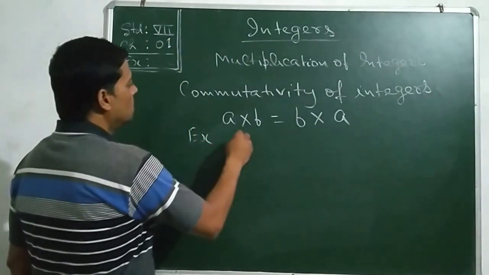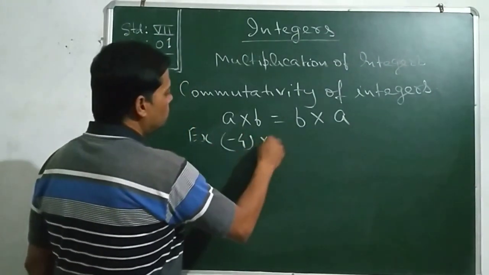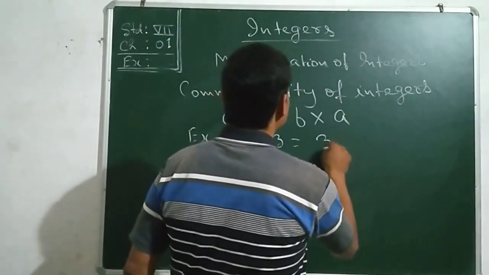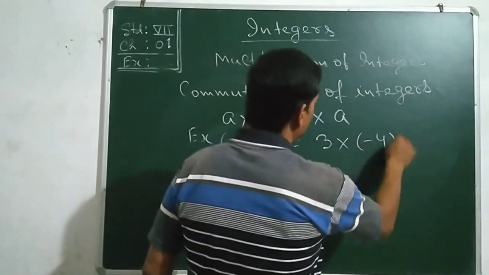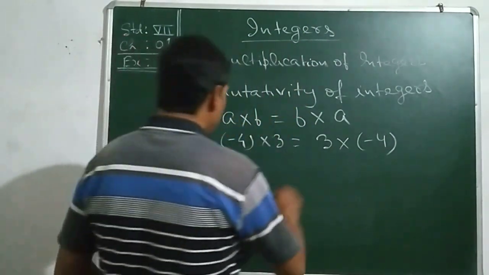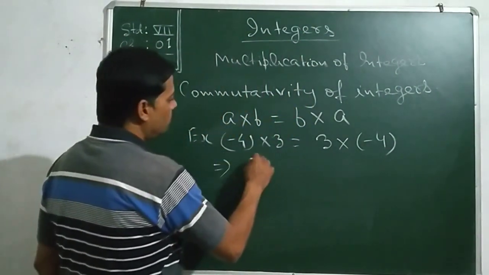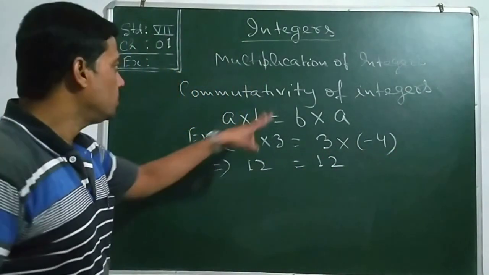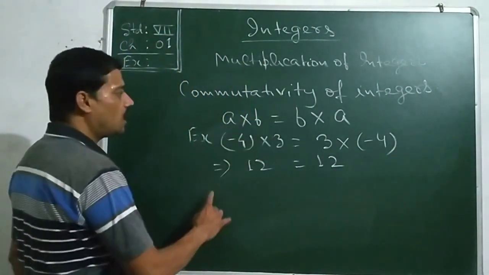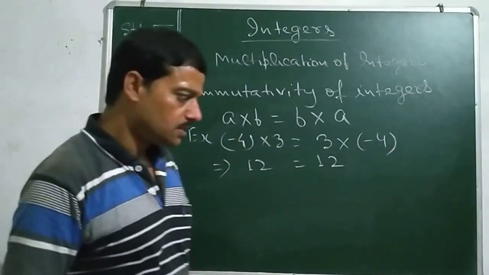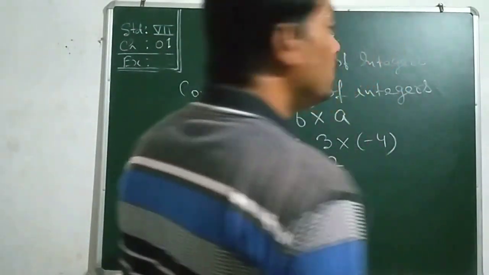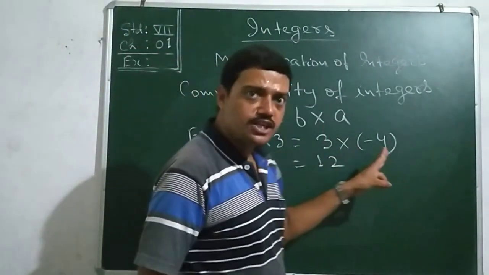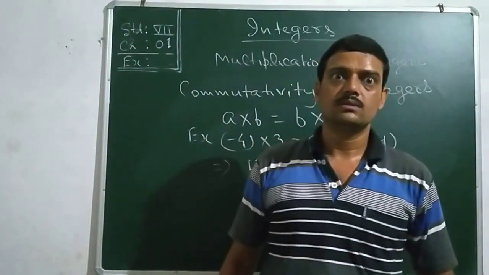Example, -4 into 3 will be equal to 3 into -4. In both cases, the result you are getting is 12 equal to 12, and so on. So integers are commutative. Multiplication is commutative for integers.